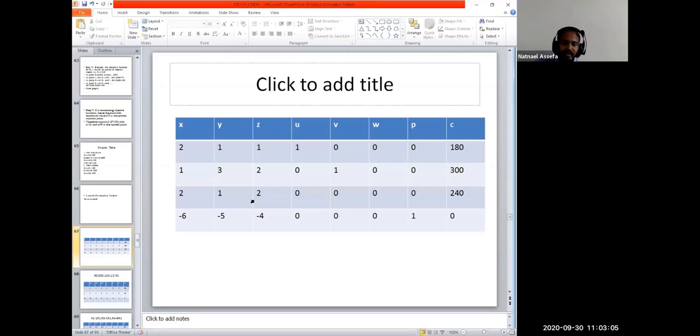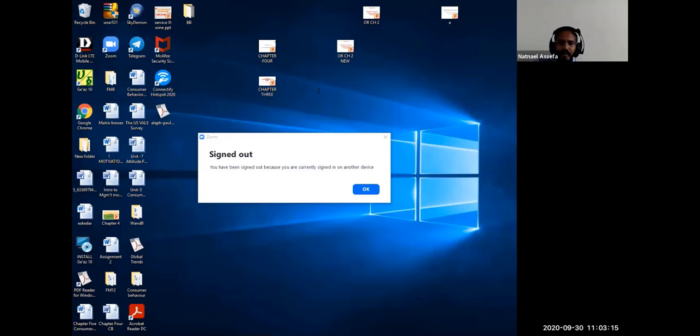This table is a simpler method. So the columns are x, y, z, u, v, w, p, c.